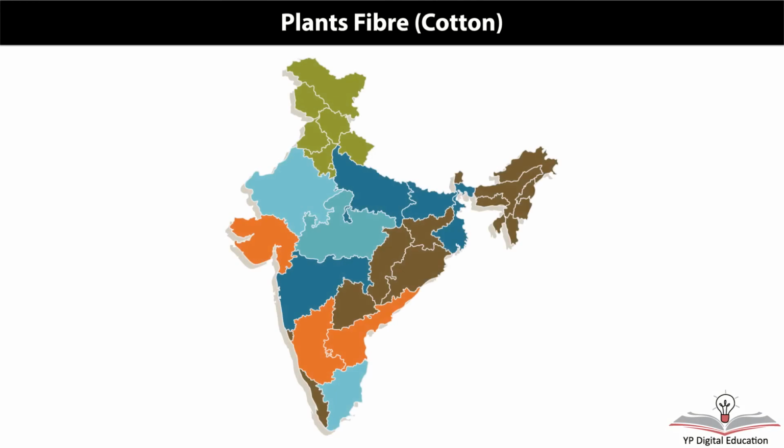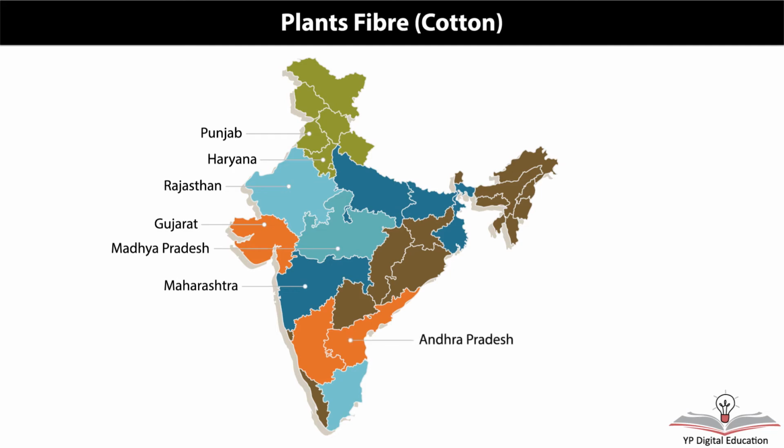In India, the cotton growing states are Punjab, Haryana, and Rajasthan in the northern zone, Gujarat, Maharashtra, and MP in the central zone, and Andhra Pradesh, Karnataka, and Tamil Nadu in the southern zone. Besides, cotton is also grown in Odisha.